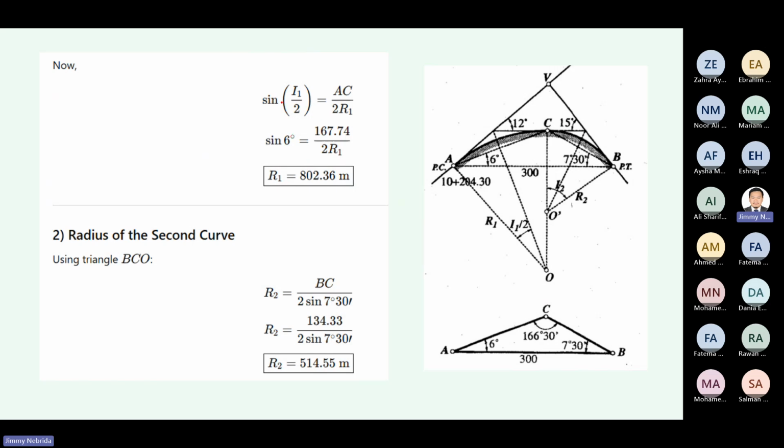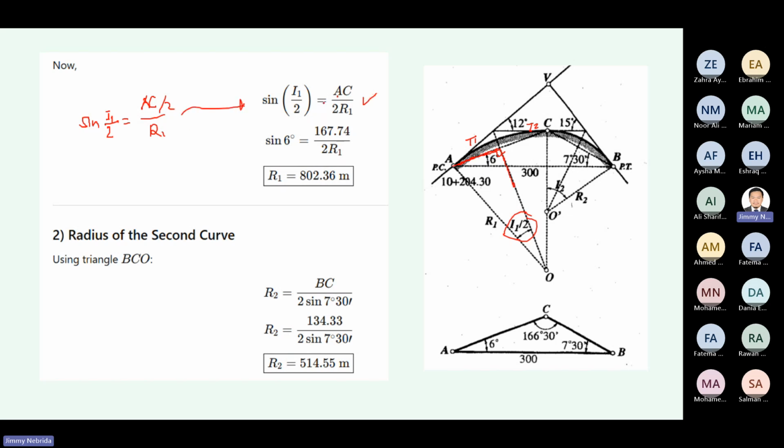Okay? What is this? This is a triangle. If I'm going to look at this one, this is 90 degrees. Okay? They are equal. This is T1 and T2. They are equal. Okay? So if I'm going to derive from here, sine I1 over 2 is equal to the opposite, which is this side, AC over 2, divided by radius 1. That's why we have this, okay?